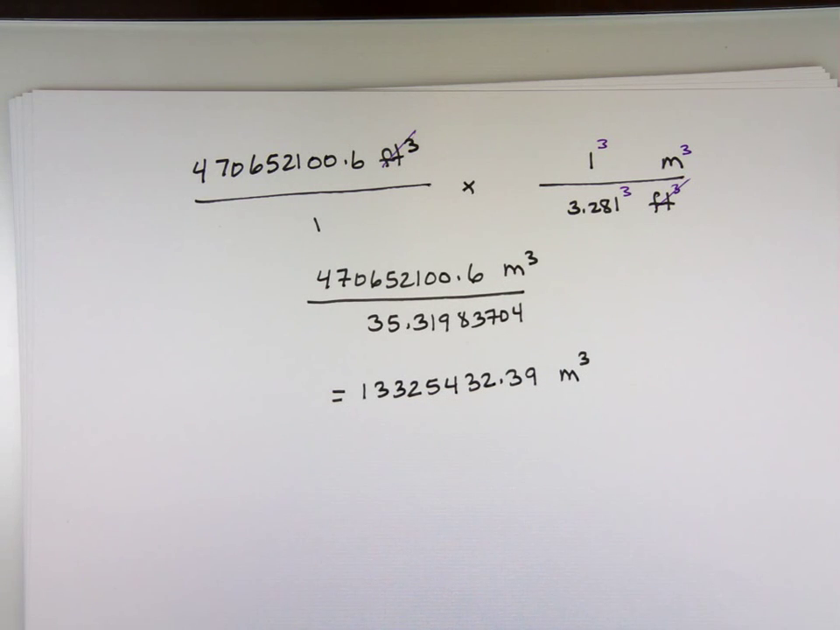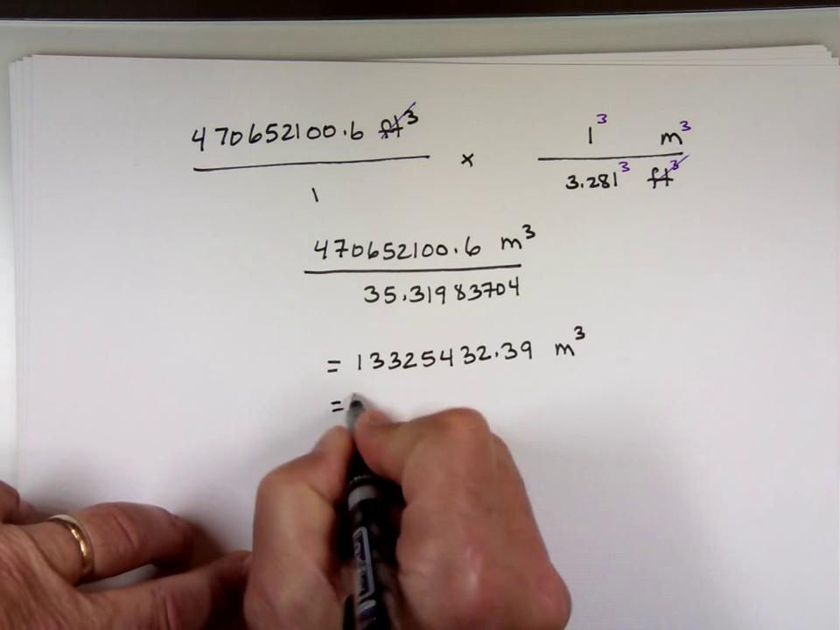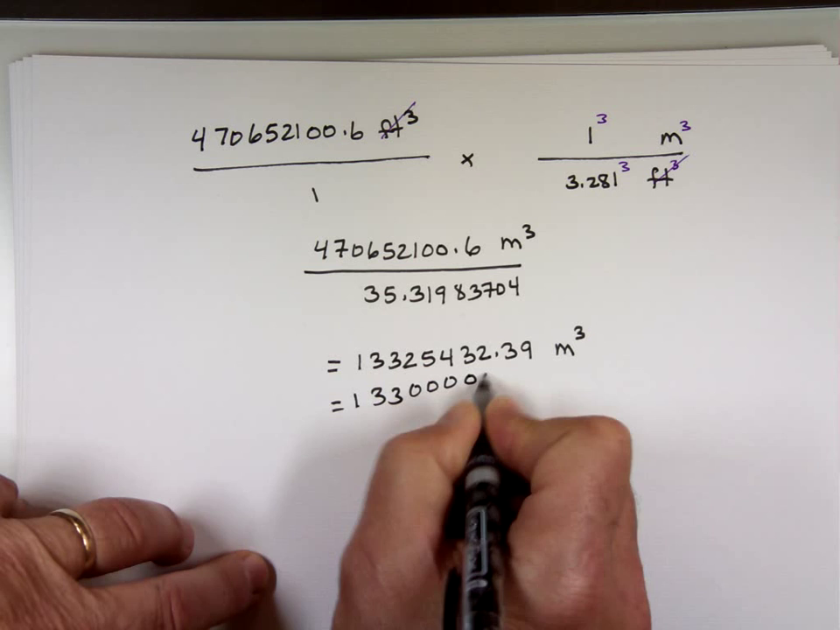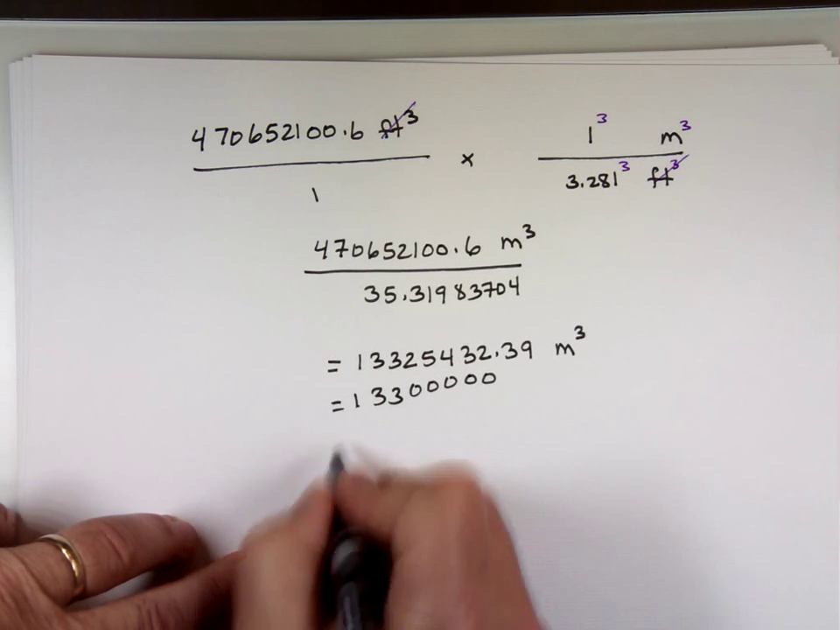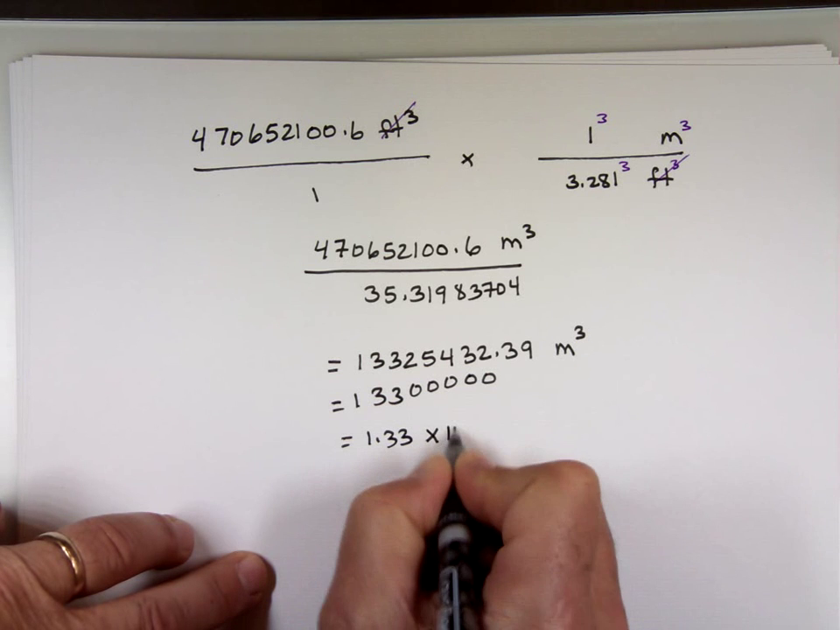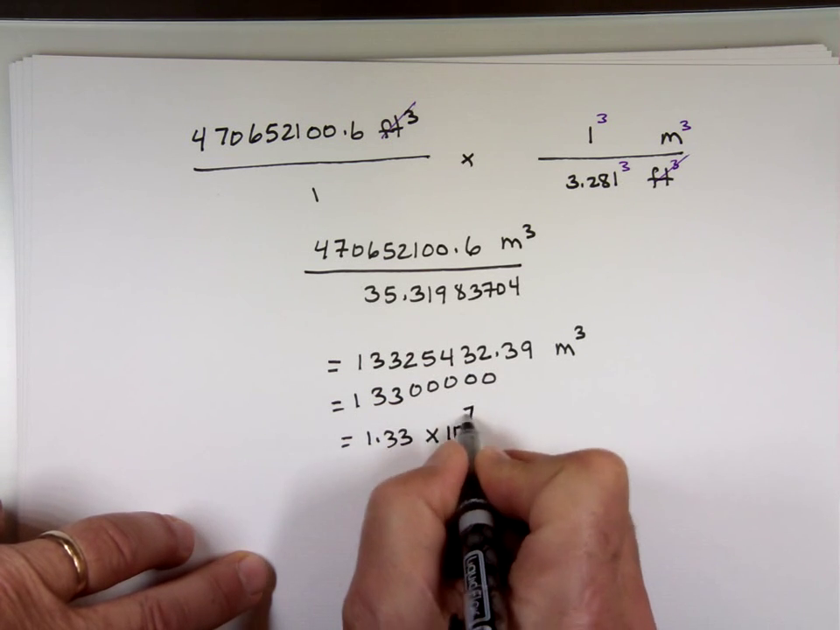3 significant digits, 13300000, or 1.33 times 10 to what power? 1, 2, 3, 4, 5, 6, 7, to the power of 7 cubic meters.